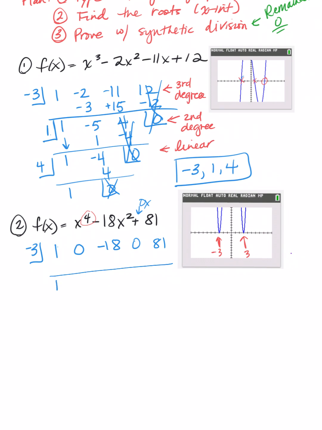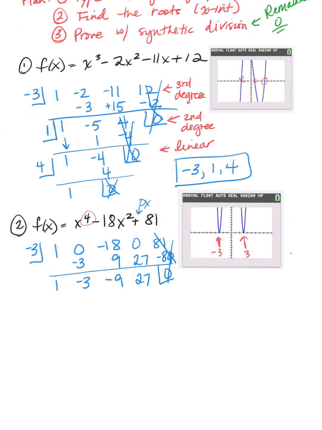So let's bring down that 1. 1 times -3 is -3. 0 plus -3 is -3. -3 times 3 is going to be a 9. This will give me -9. -9 times -3 is a positive 27. Add those, I get 27. 27 times 3 is 81, and it'll be negative. Oop, that's a 1. And a remainder of 0. So that checked out. Great.